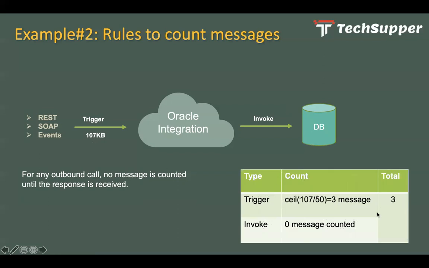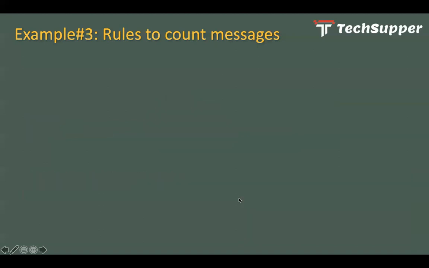For the trigger case, if you do 107 divided by 50, it will come to 3 messages. But for the invoke, since you are not receiving any response from the DB, nothing will be counted. So in the whole integration, only 3 messages will be deducted. Another example.